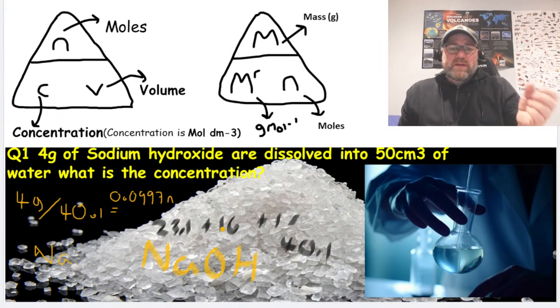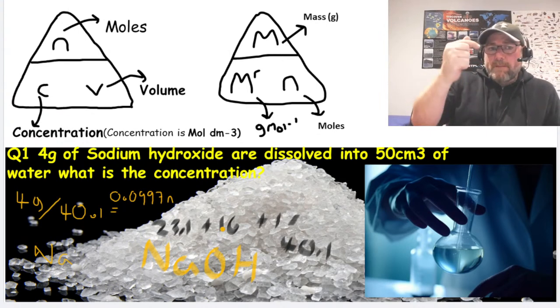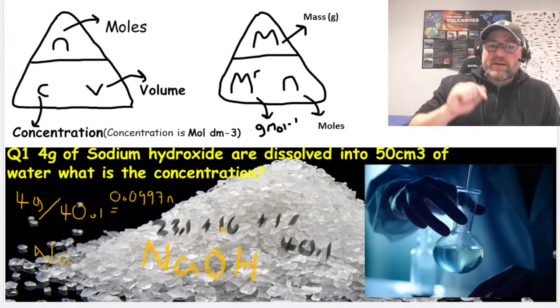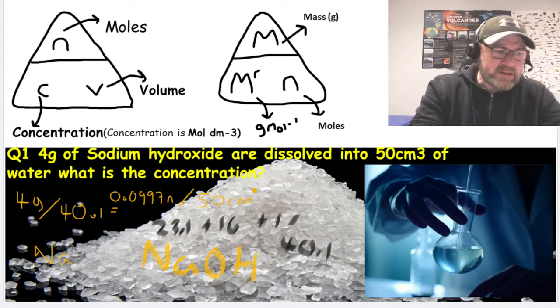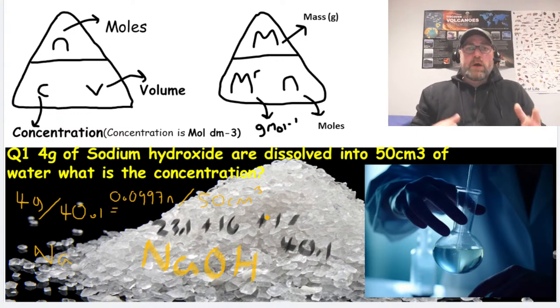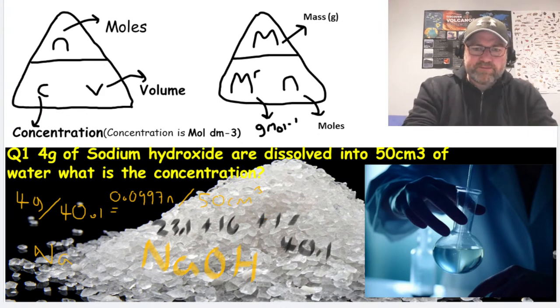Now they're dissolved into 50. So I now have the moles. I've got 50 centimeters as my volume. So I want to do moles divided by the volume. Now, I shouldn't make the mistake of just dividing by 50 centimeters. What do I have to do to the centimeters first? Well, chemists use decimeters. So I need to change 50 centimeters into decimeters.